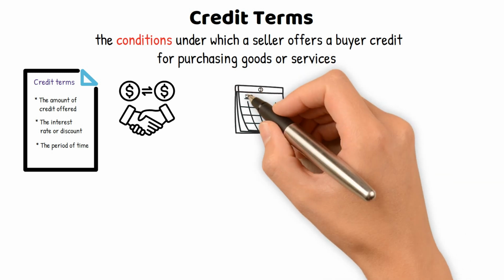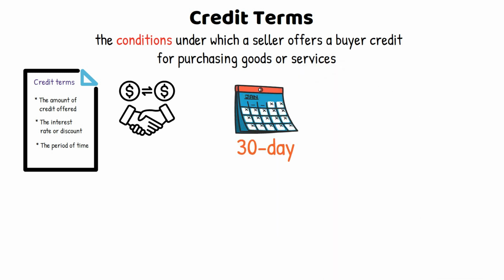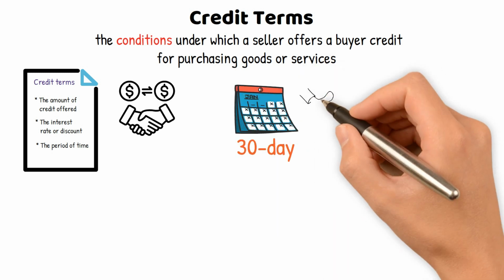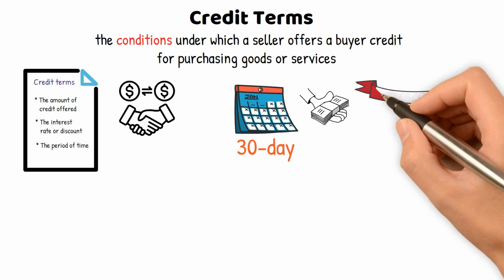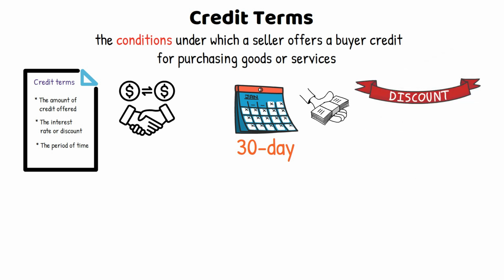For example, a seller may offer a 30-day credit term, meaning the buyer has 30 days to pay the seller for the goods or services received. Alternatively, a seller may offer a cash discount for early payment, such as a 2% discount if the buyer pays within 10 days of receiving the invoice.